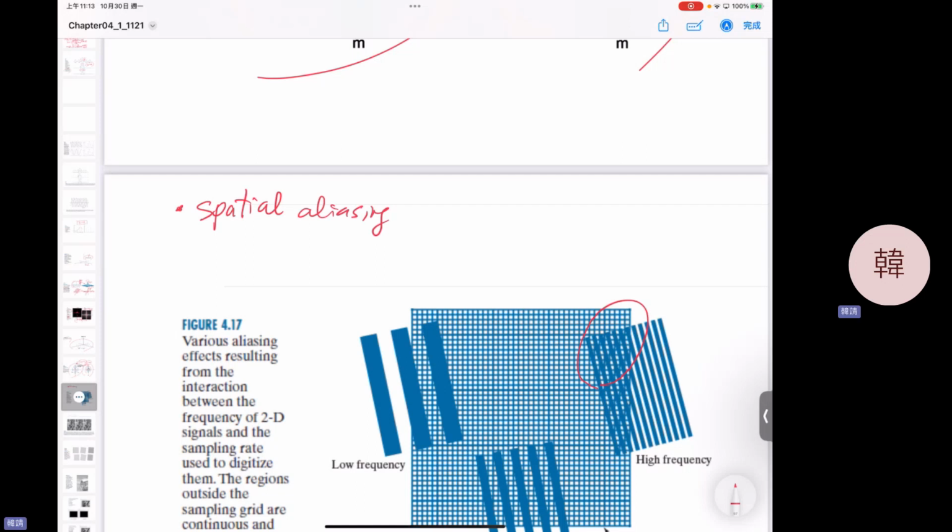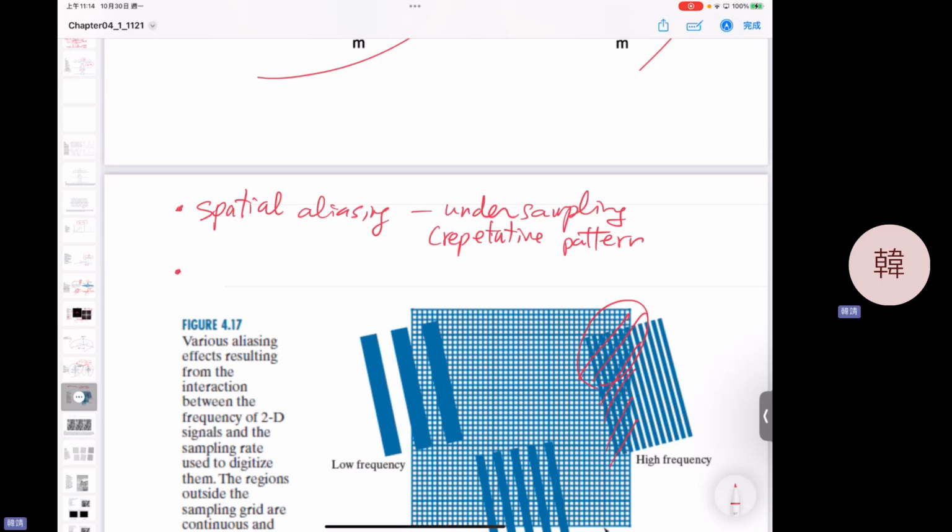Especially undersampling. Okay. Undersampling your image, what do you see? You'll see some repeated pattern. Like this one, you see there are some repeated interference patterns that occur in your image.